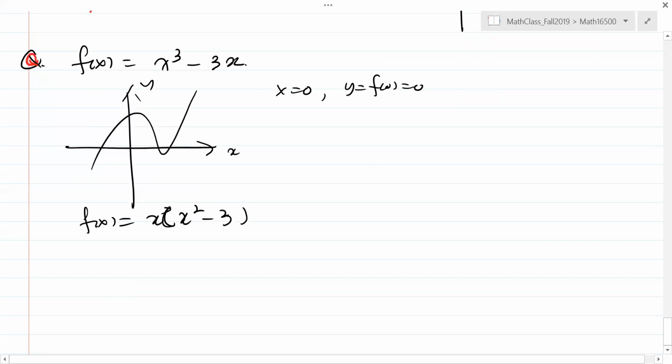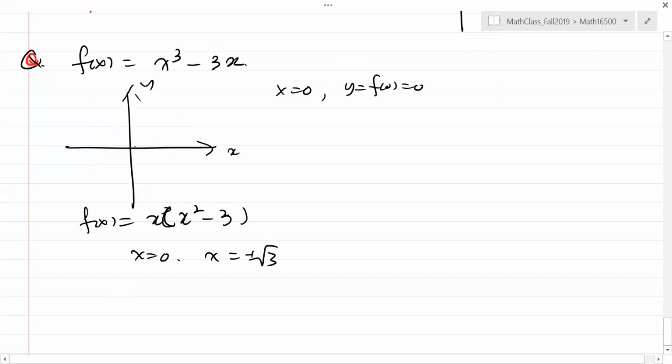I can tell that this graph passes through 2 points. Without finding the derivative, I can give you some rough estimate. If you set this to be 0, x equals 0, x equals plus minus square root of 3. So how does the graph look like? I'm going to erase this part.